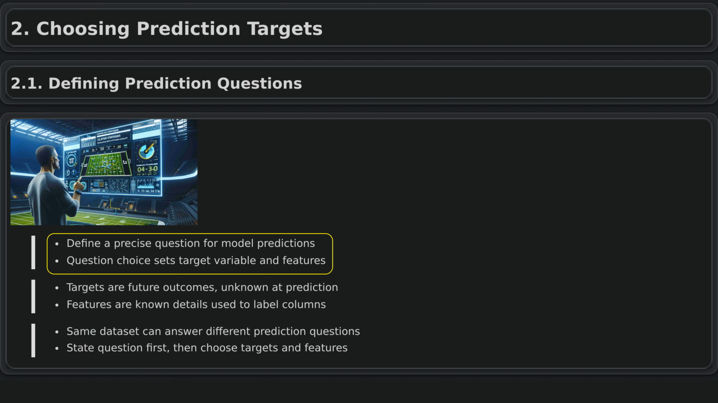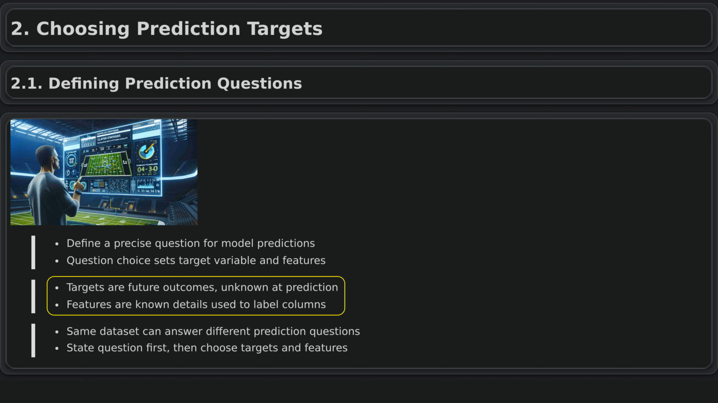Once this question is set, you create a target variable that records whether readmission occurred, and use other details from the admission as features that help the model make its prediction. When defining a prediction problem, you must clearly separate the target from the features. The target is the outcome you want to predict, which is unknown at prediction time but can be observed later. Features are the pieces of information available at or before the moment you make the prediction.